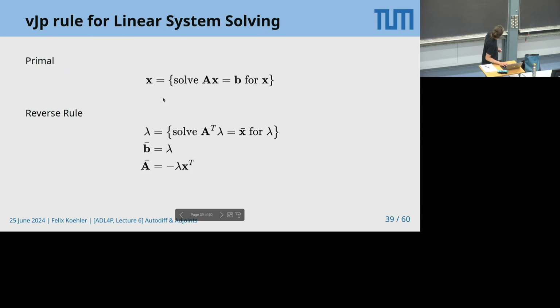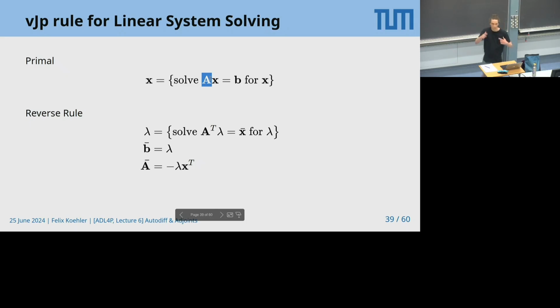But essentially, you could say that the primal way of executing a linear solver is to solve my linear system for x. So I give you A, I give you B, you give me x. And then what would be the reverse rule? The reverse rule turns out that we have cotangents on the output, so x bar, and we solve another linear system in terms of A transpose. So we have A from the primal pass.